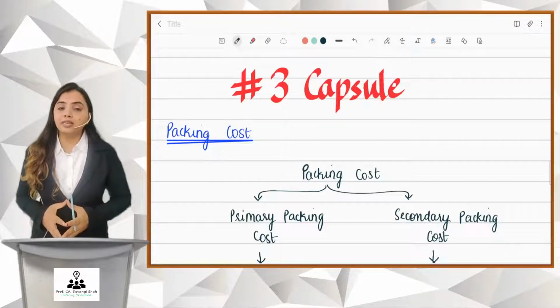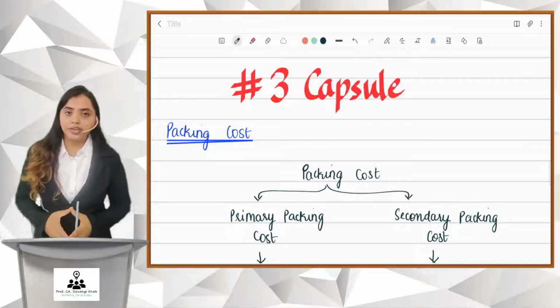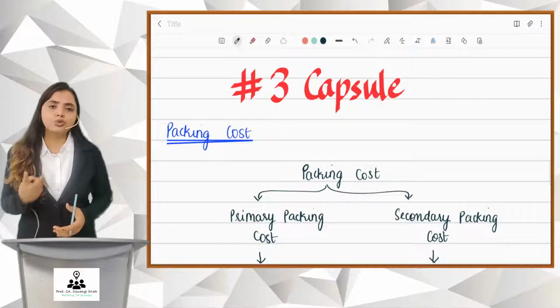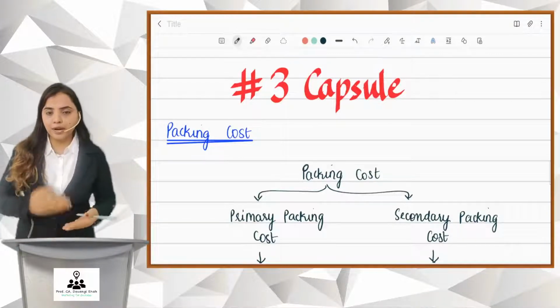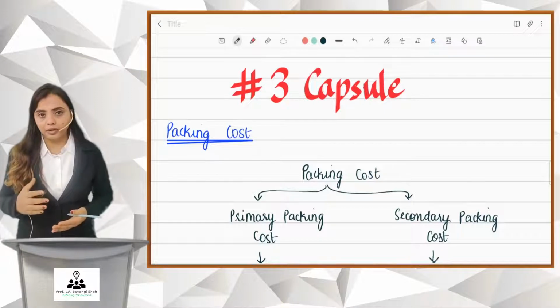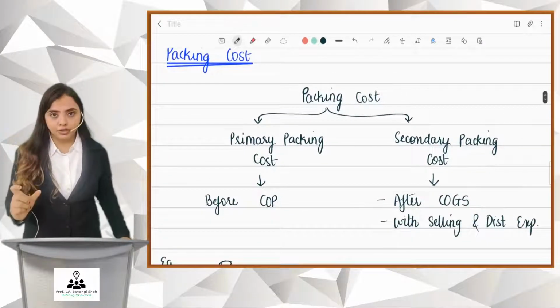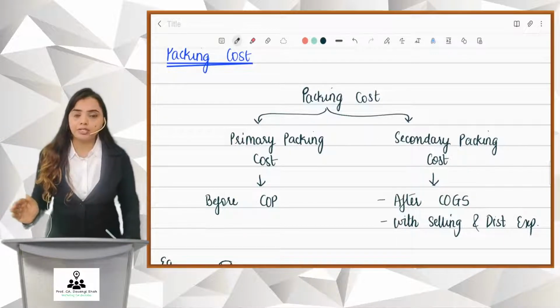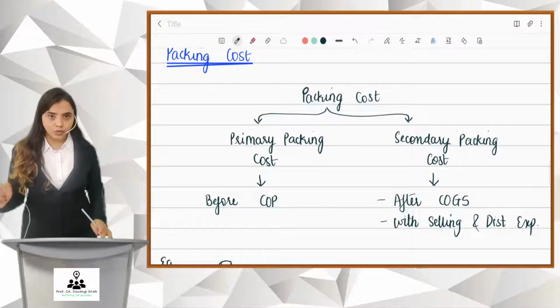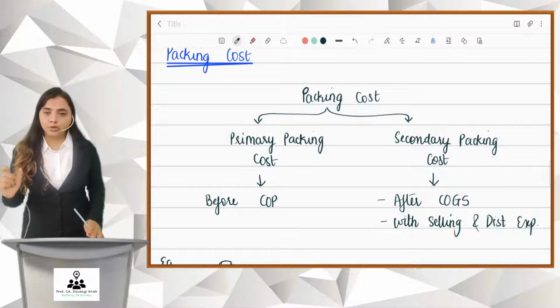Costing capsule number 3 is for packing cost. Friends, when you make a cost sheet, you come across two types of packing cost, that is primary packing cost and secondary packing cost. Primary packing cost is taken before cost of production, and your secondary packing cost is taken after cost of goods sold, and that is along with selling and distribution expenses.